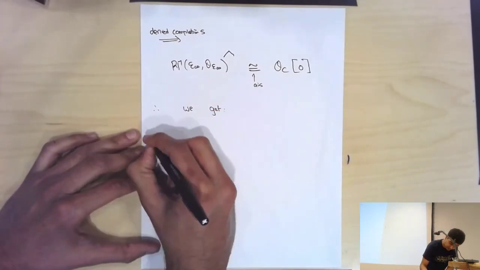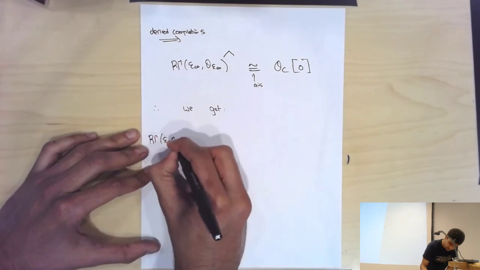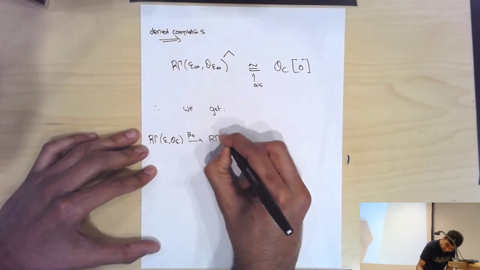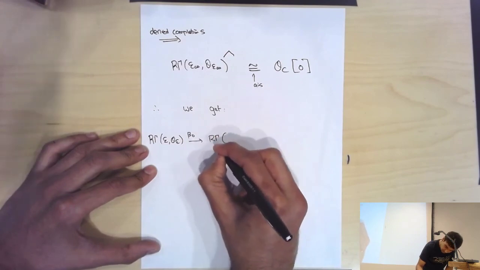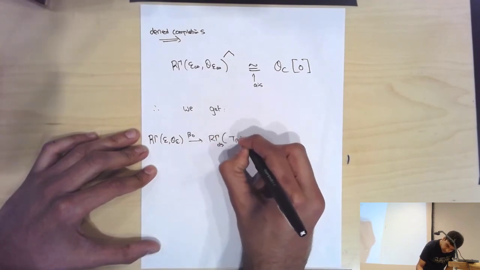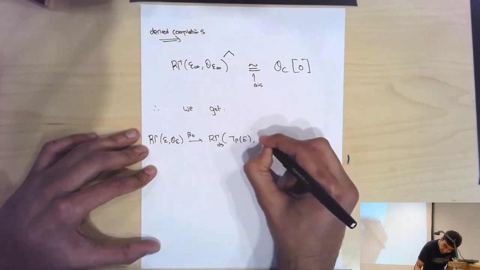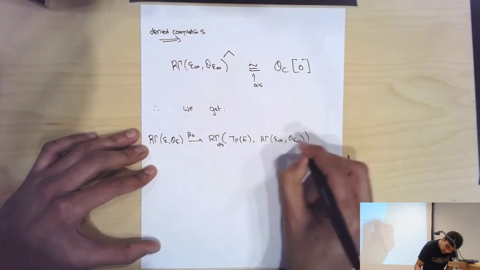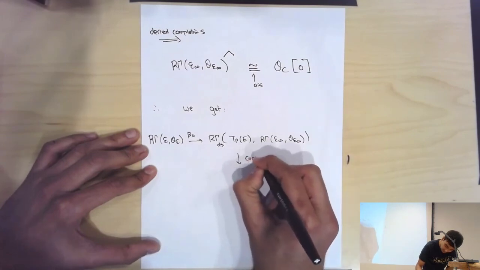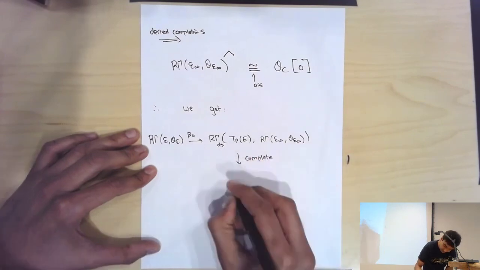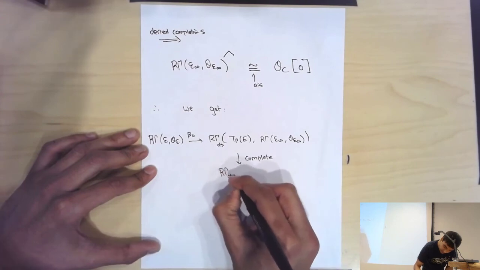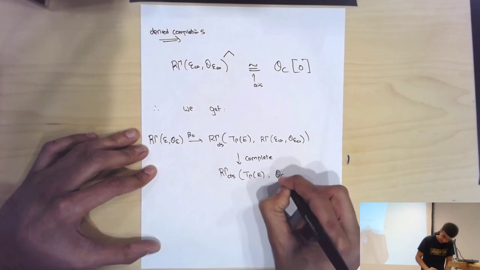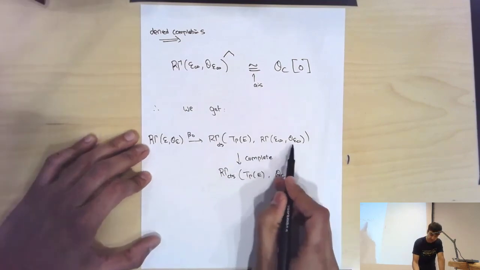We get a map from RΓ of E, O_E. We already had this map beta 0 to RΓ of continuous T_p of E acting on RΓ of E_∞, O_E_∞. I can complete internally, so complete the coefficient system to get a map to T_p of E with coefficients in O_C, because the completion of this complex is O_C.